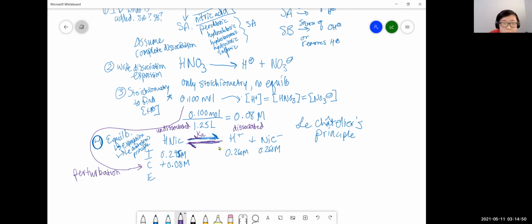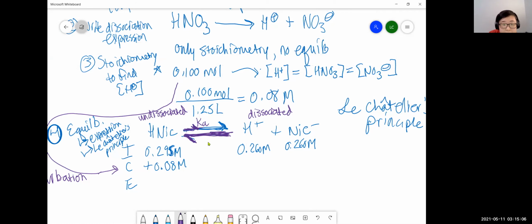And so right here, once again, we see that Ka is small. I'm so glad I checked that. I wasn't sharing the right screen. Sorry about that. So Ka is so small, it's going to favor the undissociated form rather than the dissociated form. That's why you see the concentration of HNIC is actually higher than these two. But remember, these two are in stoichiometry, so they are one-to-one.